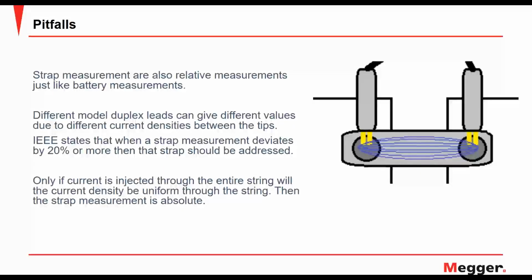But if you want to really overcome this issue, you can inject current through the whole string and then take the measurement on each strap. This will neglect the effect of this current distribution for you. So when I'm using duplex probes to take this reading, I always compare it to a 20% tolerance from the previous reading because of this arrangement of the probes.